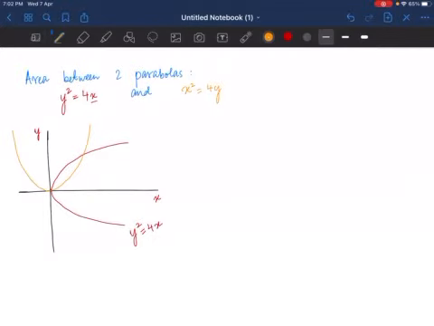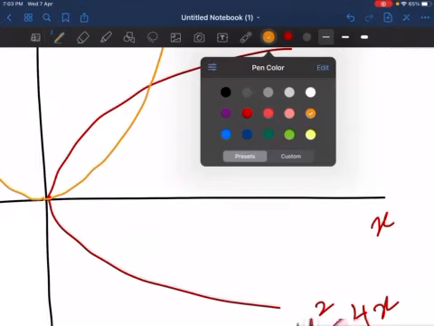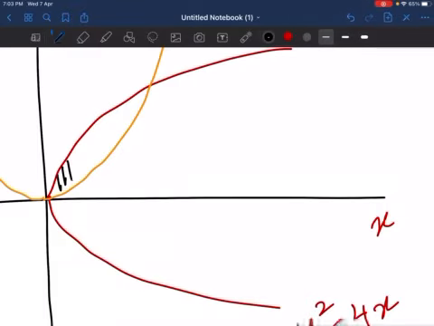So now we have to find the area between the two parabolas. So the area between the two parabolas will be nothing but this region. So we have to find the area between these two parabolas. That's the region we have to find the area of.